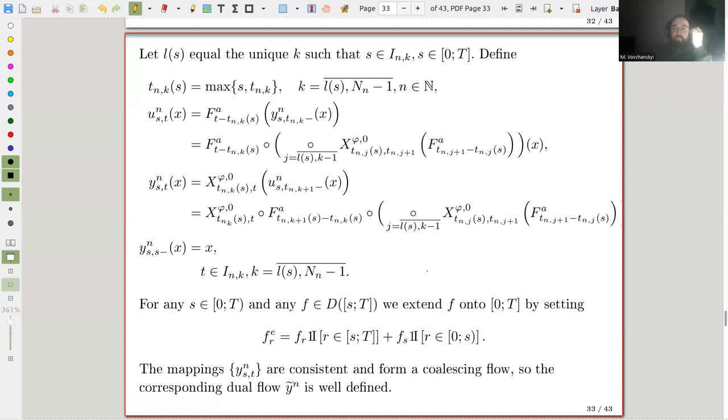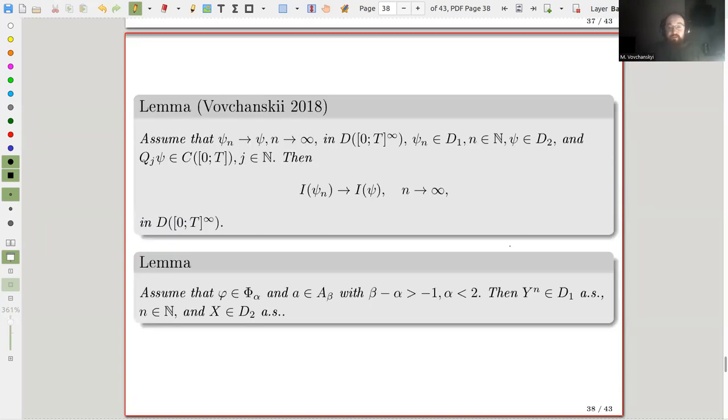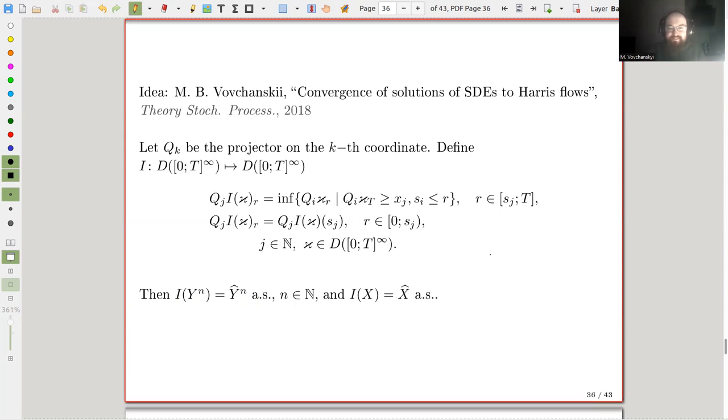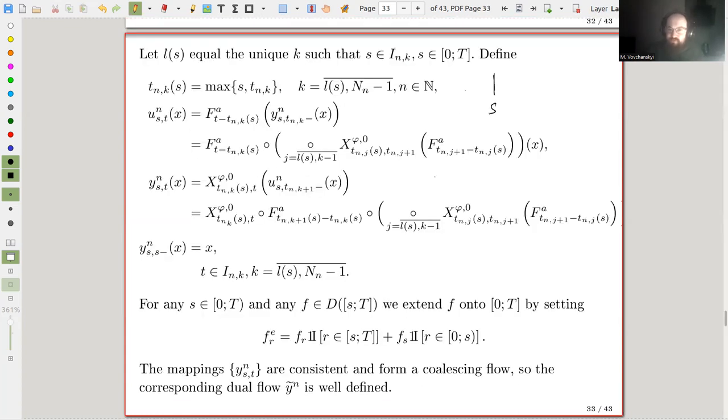So let's move forward. I now want to use the splitting. I want to prove the following. I want a splitting that now starts not at zero, but at any fixed time points. So if s coincides with some t_{n,k}, we just forget what happens to the left. If s is in some interval [t_{n,k}, t_{n,k+1}], we just use the ODE on this time interval, and we use the Harris flow as the start of s.